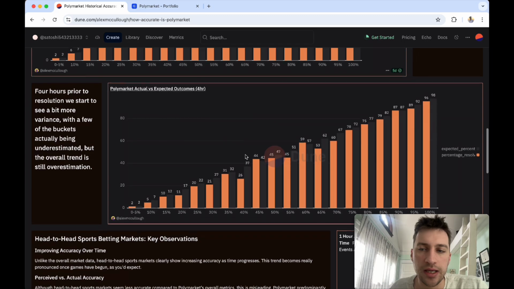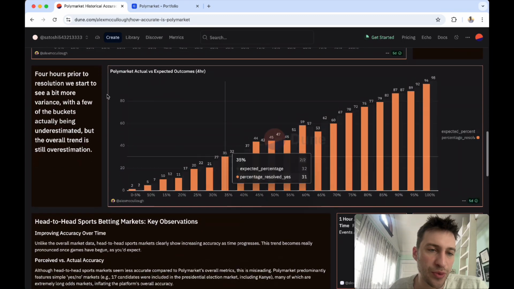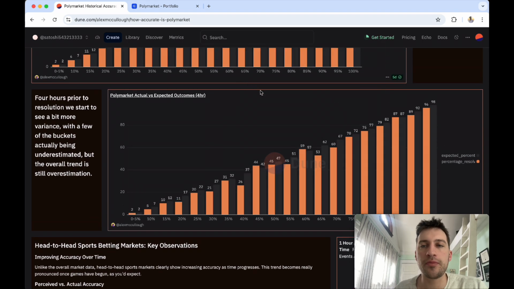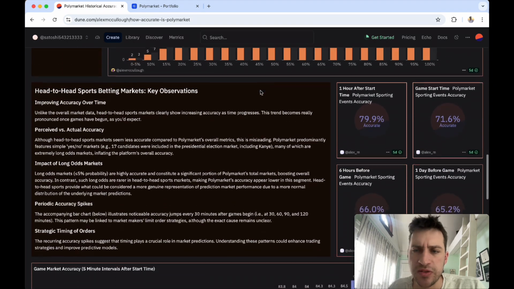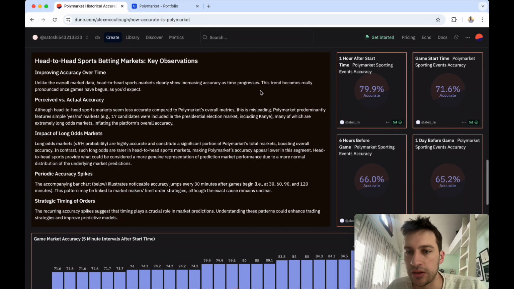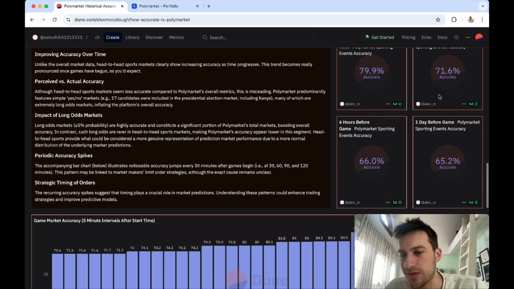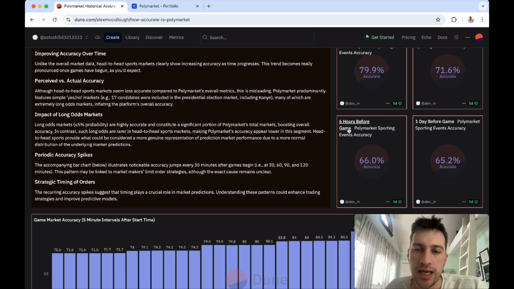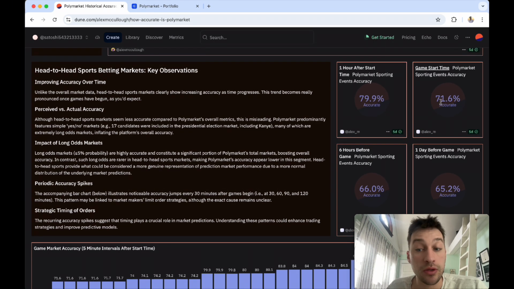I think the most interesting part is this right here, which is the Polymarket actual versus expected outcome. So from this research, what have you learned? Well, what you have learned is that with sports, Polymarket is decently efficient. They're going to do a pretty good job of actually pricing these markets. And the team that's winning, or the team that's favored to win, wins about 71.6% of the time. Not surprising. And 6 hours before, you probably want to bet the underdog. And right before the game starts, you want to bet the favorite.